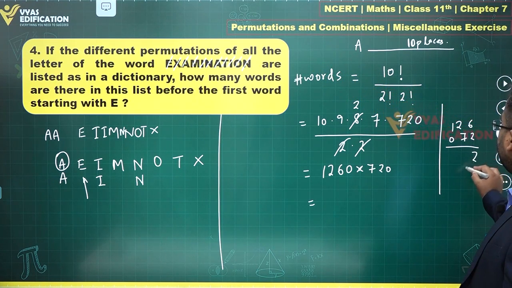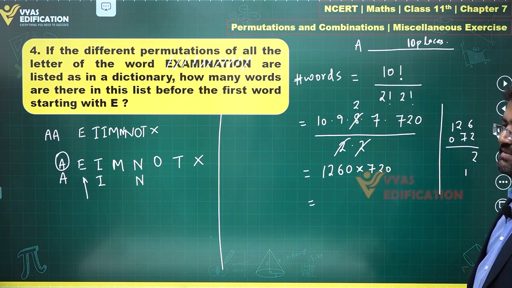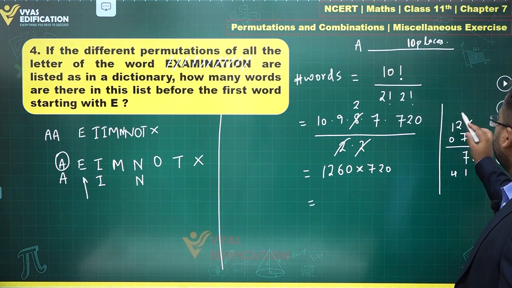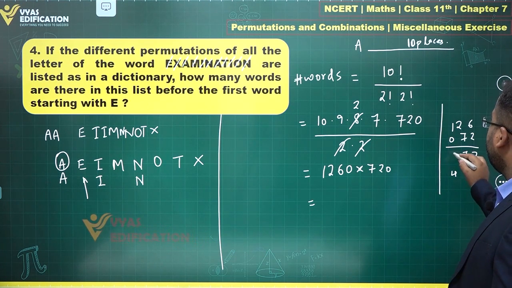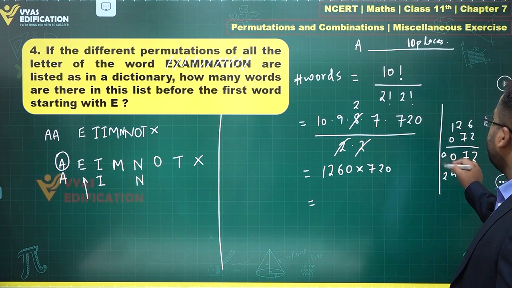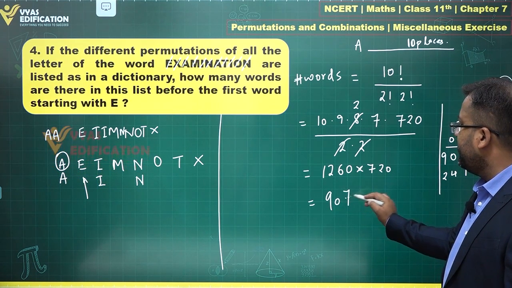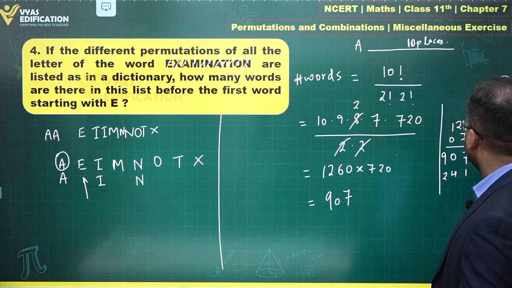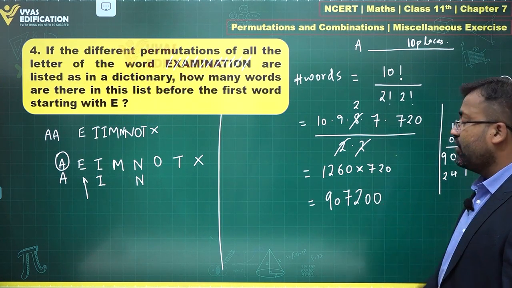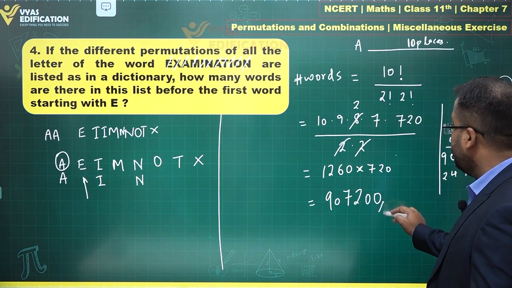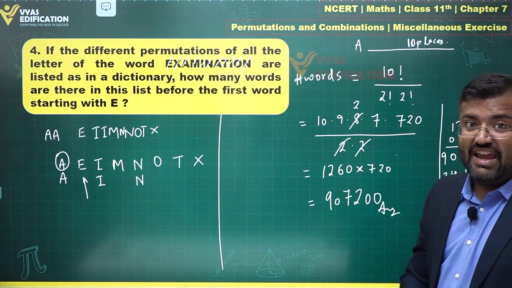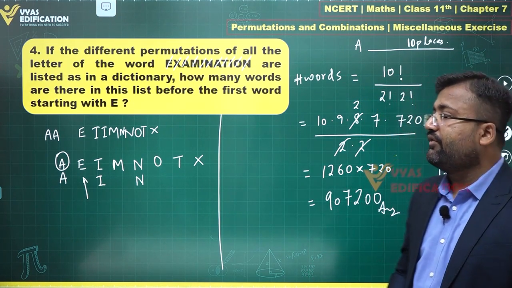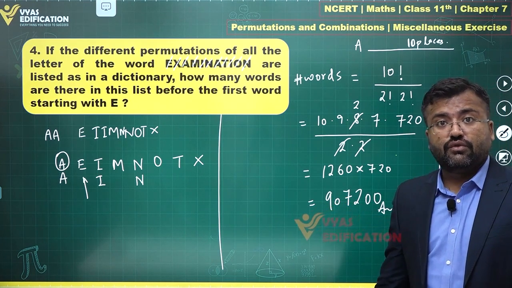6 times 2 is 12, you carry forward a 1. 2 times 2 is 4. 7 times 6 is 42, 42 plus 4 is 46, plus 1 is 47. You carry forward a 1. 2 times 7 times 2 is 14, 15, 16 and 20, you carry forward a 2. 9072 is what I get. With the two zeros, 907200 is the number of words starting with A, which come before the first word starting with E. And that's the final answer for this question.